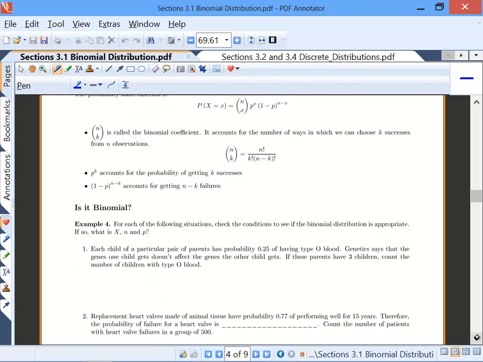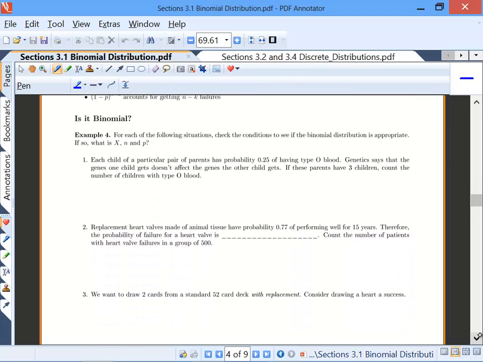So the first thing you have to be able to do for any test or homework is identify if it's binomial, because you can't use the binomial distribution in the formulas unless it's binomial. On the test I won't tell you if it's binomial, and you won't know that you're working section 3.1 and everything is binomial. So for each of them, we're going to check to see if it's binomial and say what X, n, and p are.